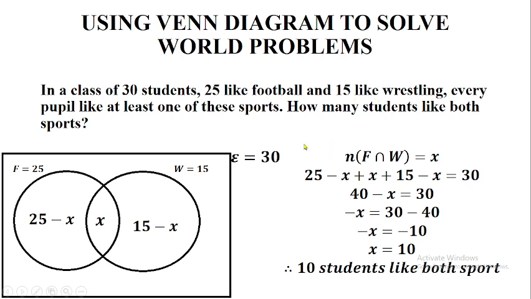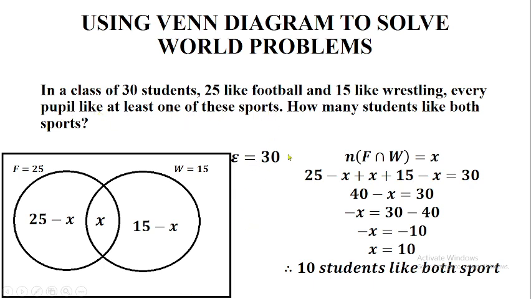That means there is another set called wrestling, which is represented by this circle as well. So you can see that we have F, which represents football, and W, which represents wrestling. In football we have 25 students, in wrestling we have 15 students, and all the students in the universal set are 30.